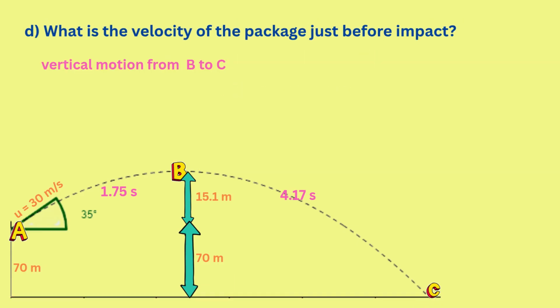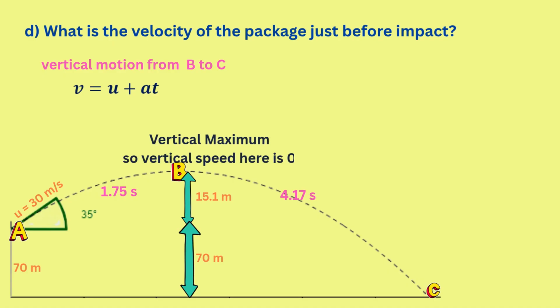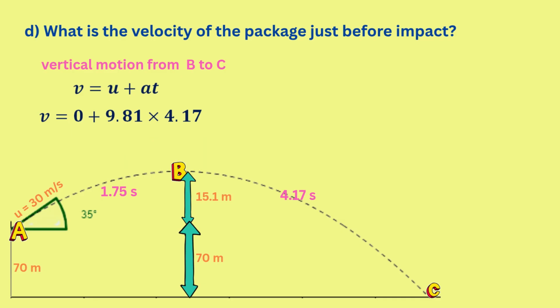To find the velocity with which the package hits the ground, we need to find the final vertical component and the final horizontal component of the velocity. We can use the first kinematics formula to analyze the motion from point B to C vertically to find the final vertical component. At the point B, the object paused momentarily, so the initial velocity u is 0. The acceleration a is due to gravity, so a equals 9.81 and t is 4.17, since we found earlier that it took 4.17 seconds to go from B to C.